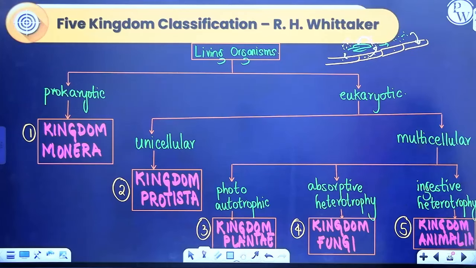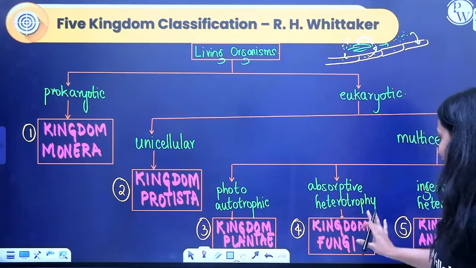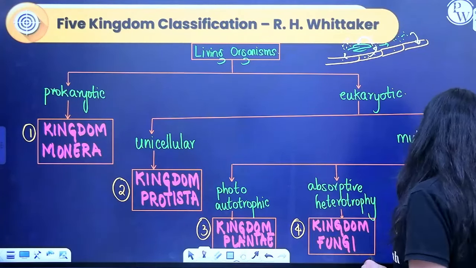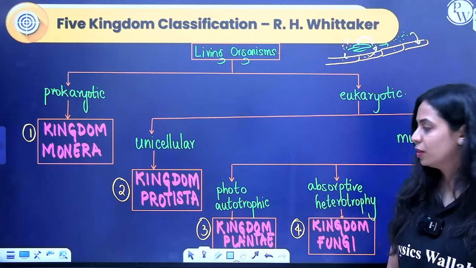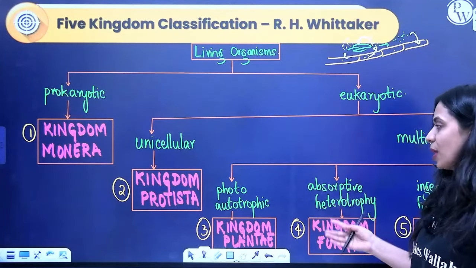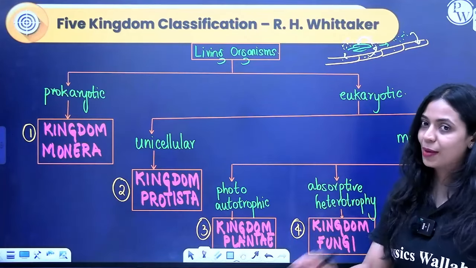We have to learn about all of these kingdoms, mostly kingdom Monera, Protista and kingdom Fungi in detail. For kingdom Plantae and kingdom Animalia, there are exclusive chapters called Plant Kingdom and Animal Kingdom. More details about these two you will learn in separate chapters. In this chapter, you will learn about Monera, Protista and Fungi in absolute detail.